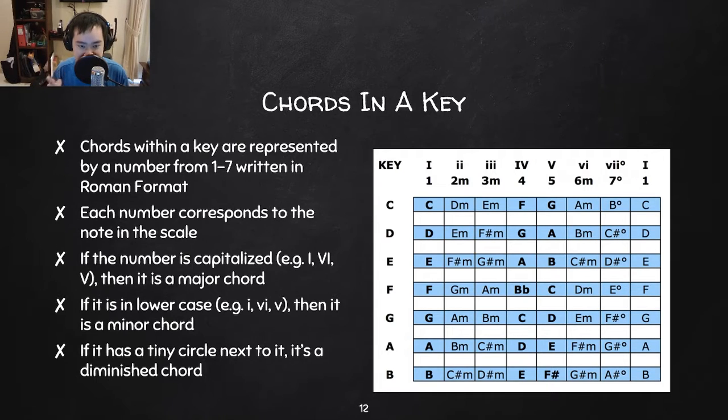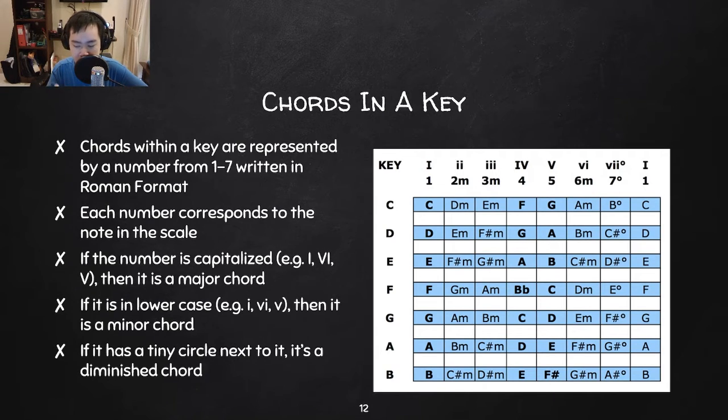Now, this is how you read this. If the Roman numeral, because it's letters, right, is capitalized, that's a major chord. How can we tell? So for example, here, the 1, the 4, and the 5 are capitalized. Therefore, it's going to be a major chord. If it's in lowercase, like the 2, 3, and 6, the 7 we'll get to in a bit, that's going to be a minor chord. If there's a tiny circle next to it, it's going to be a diminished chord.